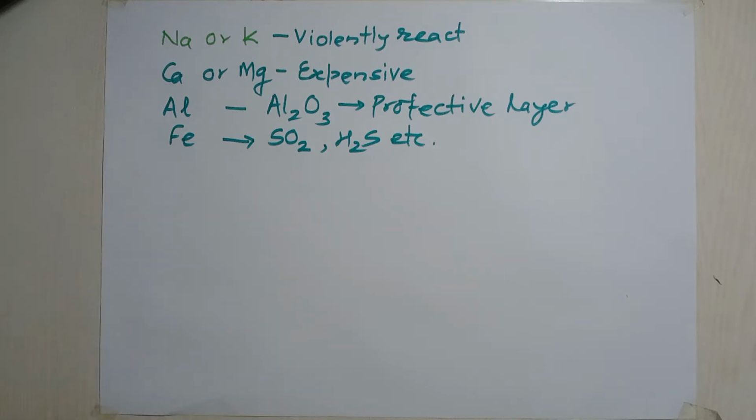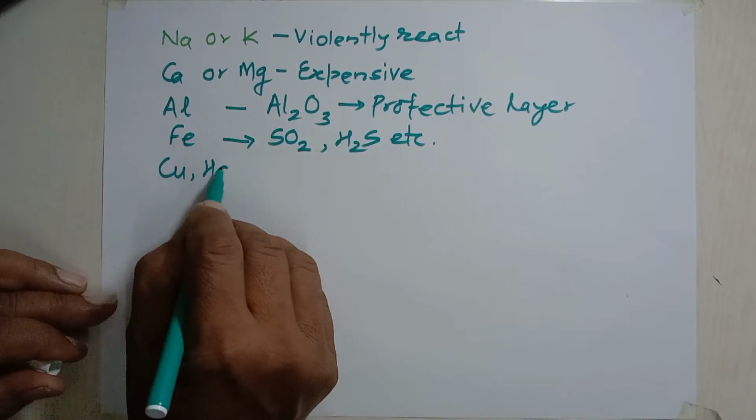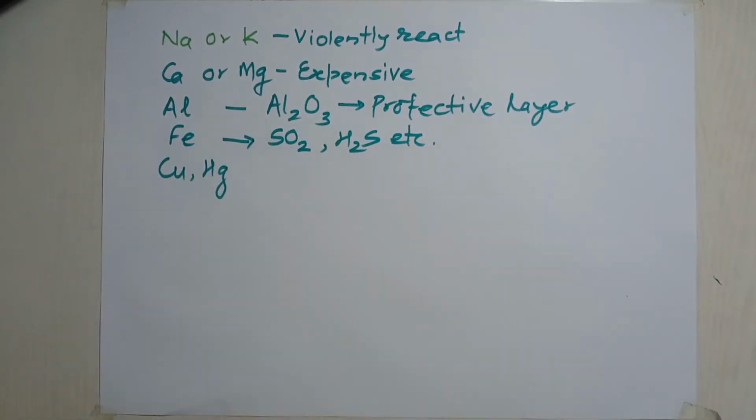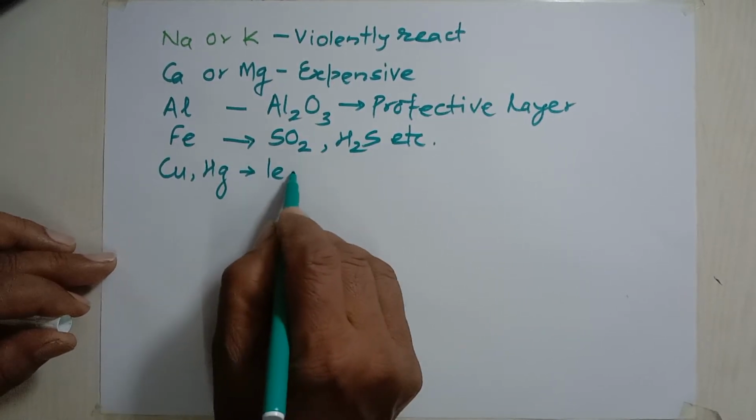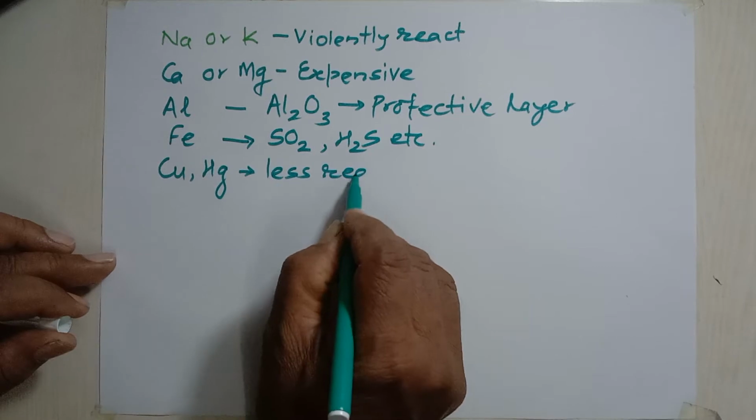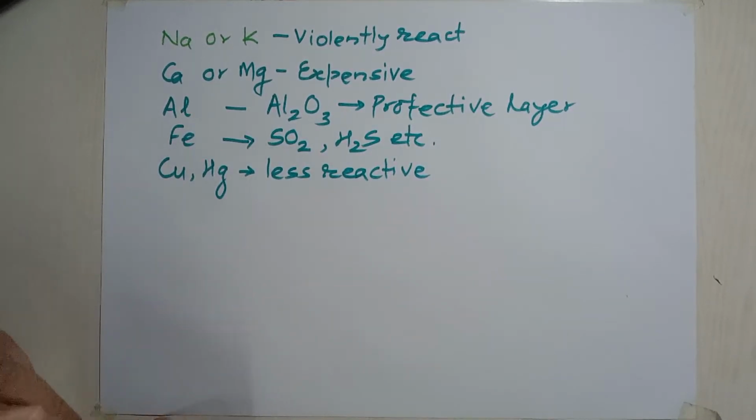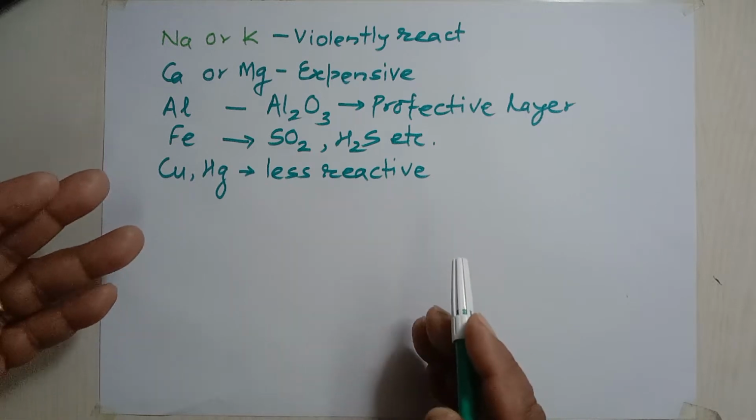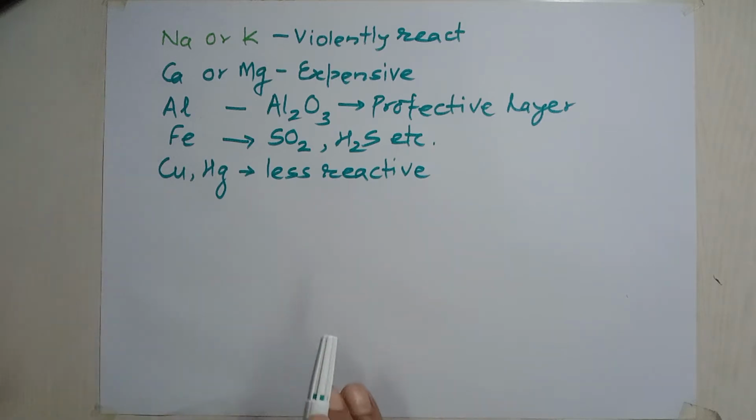Now another, copper and mercury. Can we use copper and mercury? We cannot use copper and mercury also because they are very less reactive, and so the reaction doesn't take place. Being less reactive, it takes a very long time and we cannot perform our work in lab in a short time period. That's why these metals are also not used.